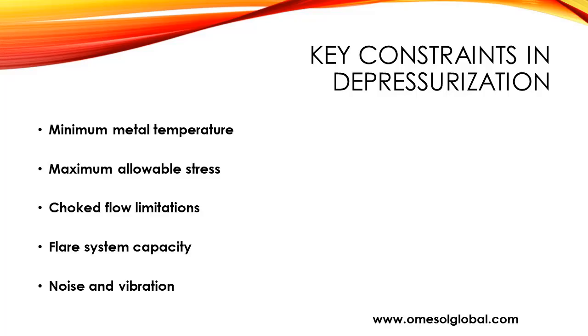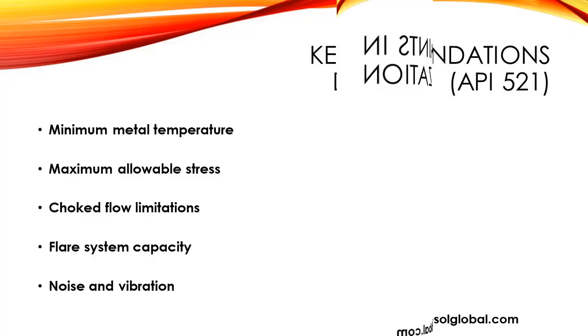Depressurization design is governed by several important constraints. First, the minimum metal temperature must remain above the brittle fracture limit. Second, the vessel stress at elevated temperature must remain acceptable. Additionally, the blowdown valve may reach choked flow, which limits how fast pressure can be reduced. The flare system capacity, along with noise and vibration limits, must also be respected. These constraints must be balanced carefully to achieve a safe design.